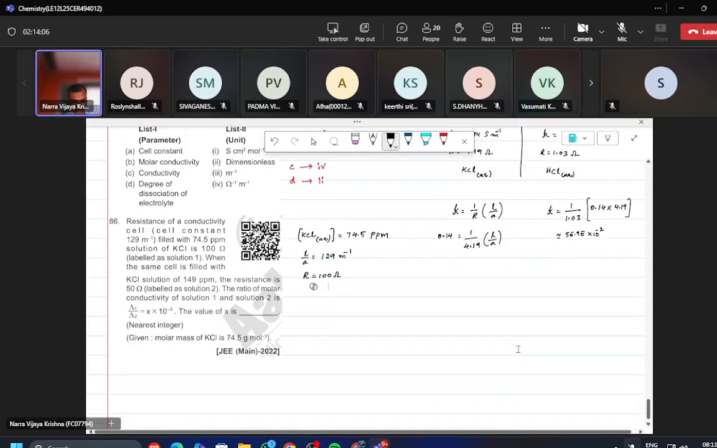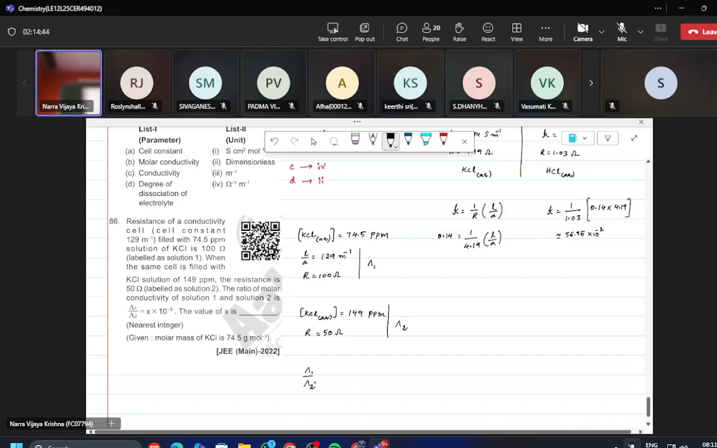Now when the same cell is filled with aqueous KCl of 149 ppm, the resistance R is equal to, what is resistance R? 50 ohm. Now what do they want? Here it is lambda 1, molar conductance. Here molar conductance is lambda 2. You want lambda 1 upon lambda 2.